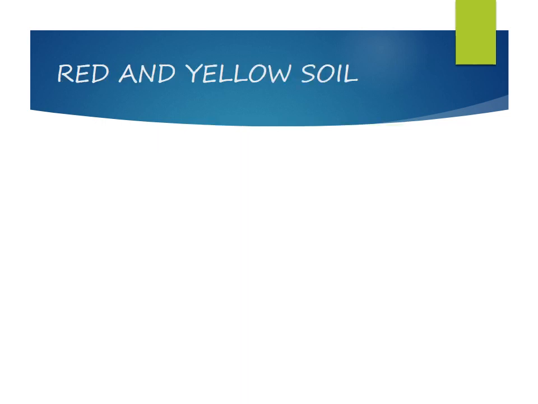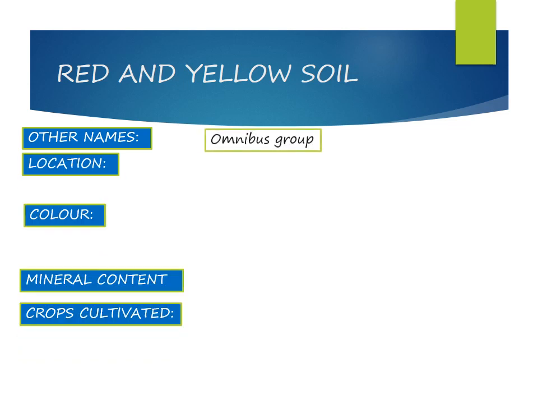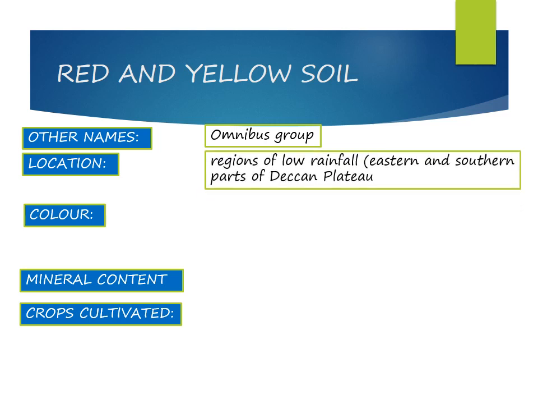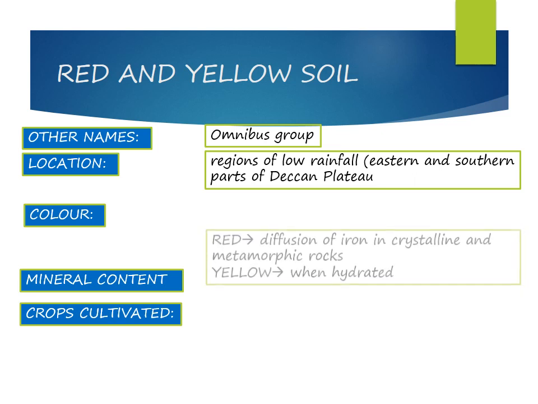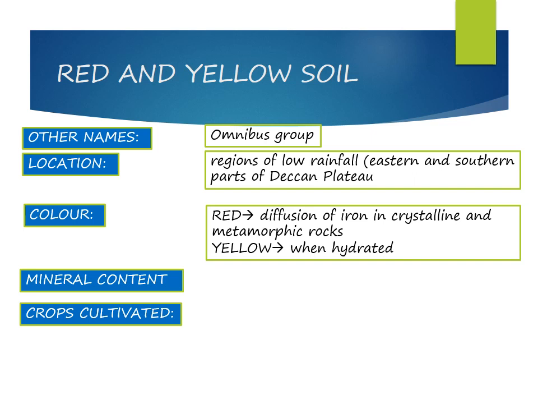Red and yellow soil, also known as the omnibus group. It covers about 18.5% of the total land area of the country. So maximum is alluvial soil, which is 40%, black soil, which is 15%, and then we have red and yellow soil, which is 18.5%. It's located in regions of low rainfall, like the eastern and southern parts of the Deccan Plateau. It is present in parts of Orissa, Chhattisgarh and southern parts of the middle Ganga plain.